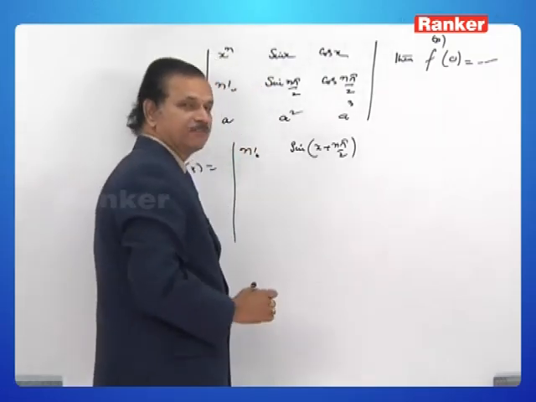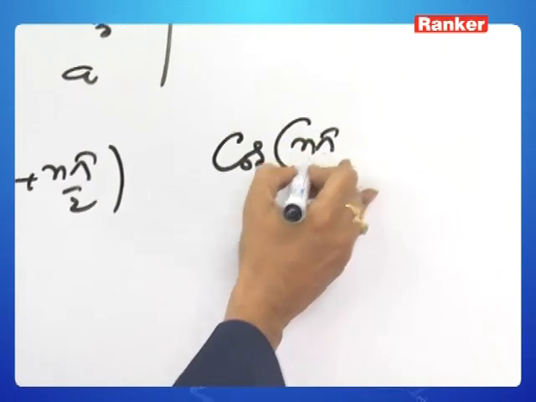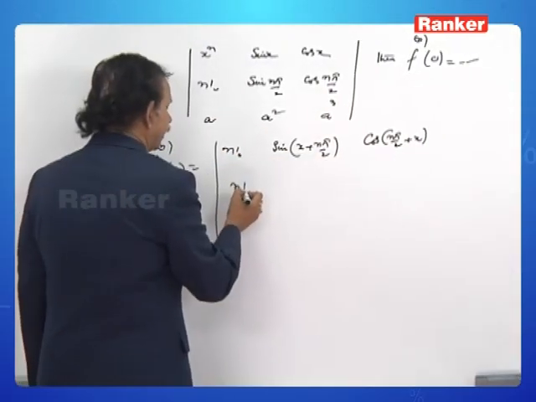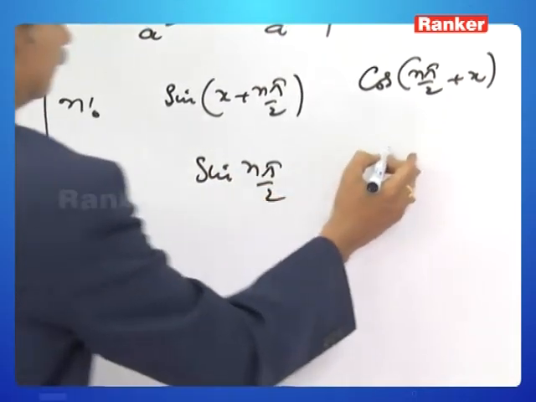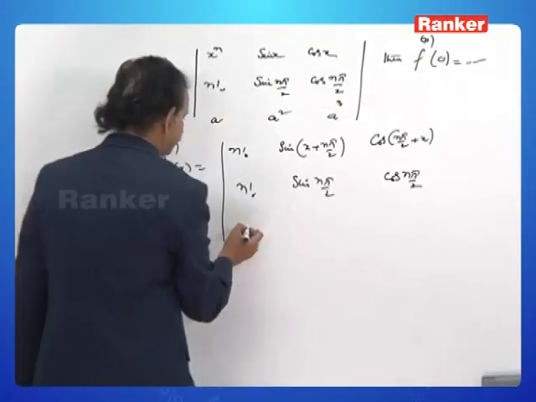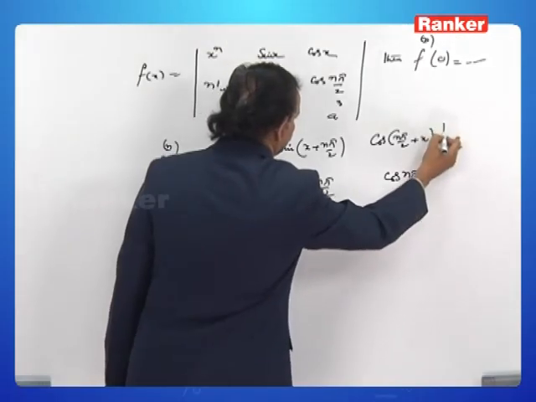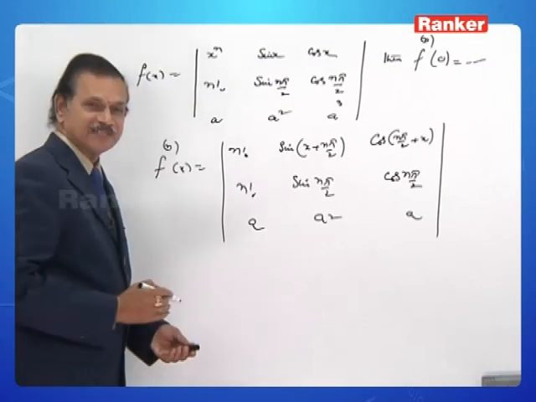What is the nth derivative of cos x? Cos of n pi by 2 plus x. Second row and third row remaining the same. This is the nth derivative of x.